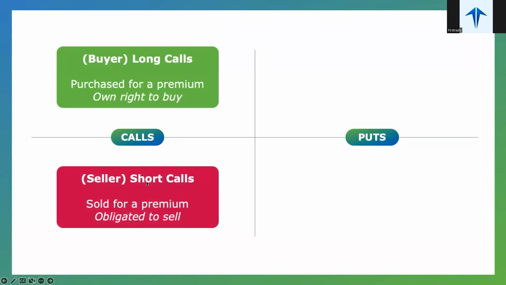If you're a seller, or if you're short a call, you've sold the right to buy. So you've received a premium and you're obligated to fulfill the terms of that contract, which means the long call holder can execute upon the terms, buy 100 shares of ABC at any time. Someone has to be on the other side of that transaction, and that is the seller or the short call holder. They would sell you those shares at $100 per share.